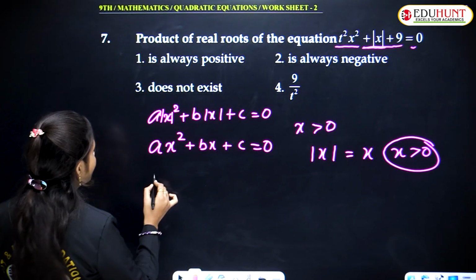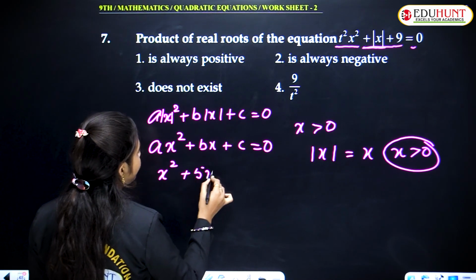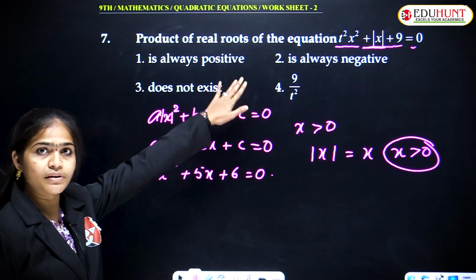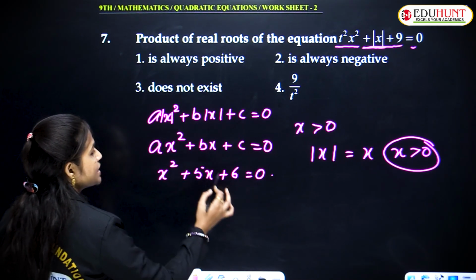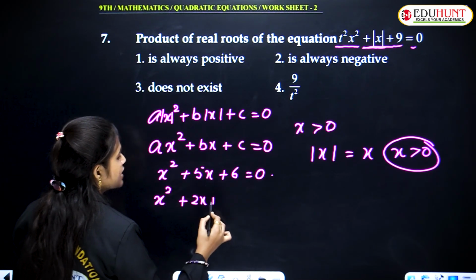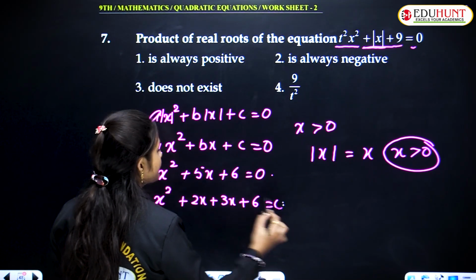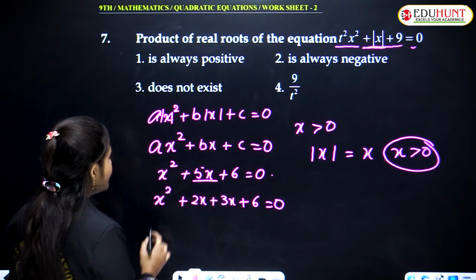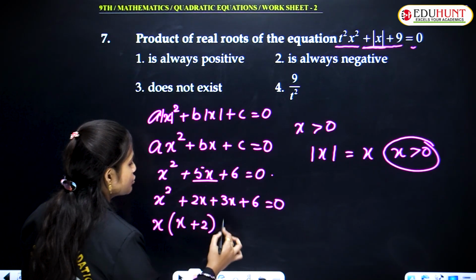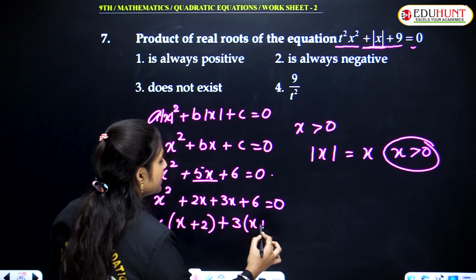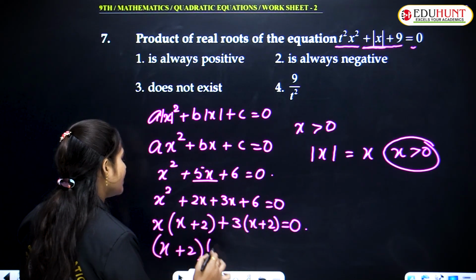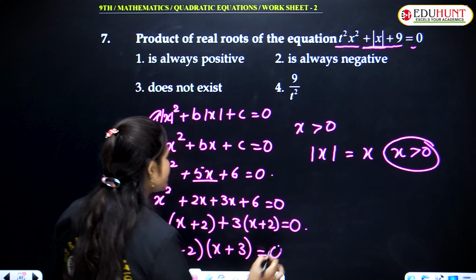One example I will tell you: x square plus 5x plus 6 is equal to 0. Just take this example. We can write this as x square plus 2x plus 3x plus 6 is equal to 0, splitting the middle term b. Here, x square plus 2x, take x as common, which gives x into x plus 2. Plus, take 3 as common, so the leftover is x plus 2, which is equal to 0. From this, take x plus 2 as common, so we get x plus 3.